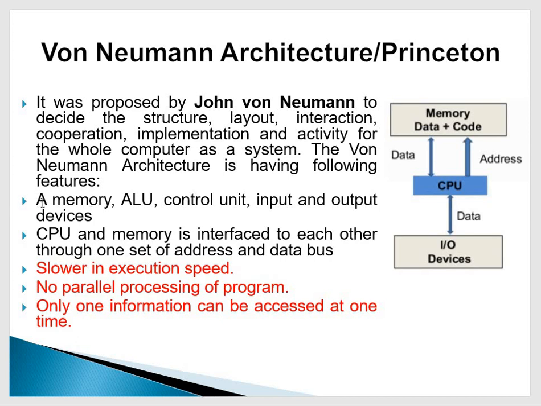So the memory and CPU, which includes the ALU, control unit, and input and output devices, will be interfaced to each other through one set of address and data buses only. In the von Neumann architecture, only one set of address lines and one set of data lines is used to interface the memory, either code or data. So the program, opcodes or data will be transferred or received by the CPU through the same set of address and data lines. This is what the von Neumann architecture is.